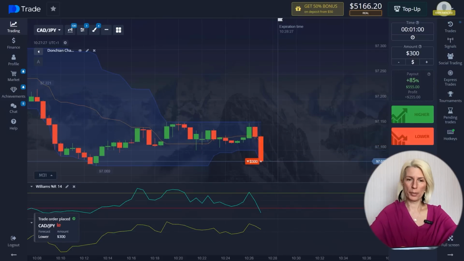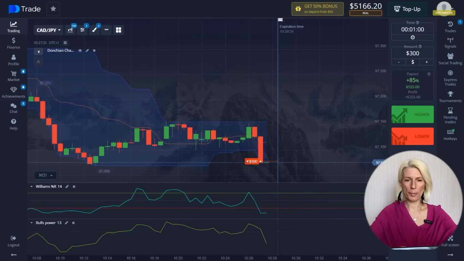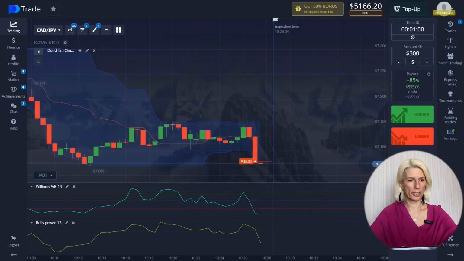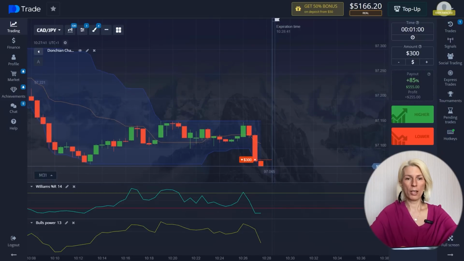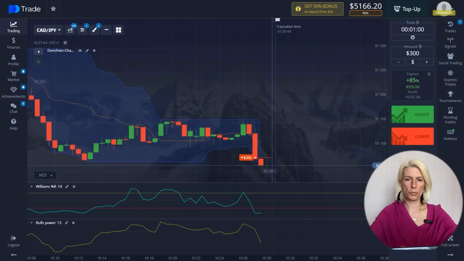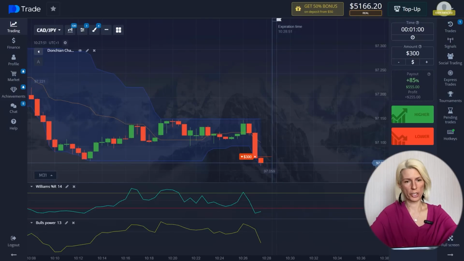Look, I opened another down trade for 1 minute with $300. It was impossible now not to open this trade. After all, the price was able to drop so much that it broke through the lower limit of the downtrend indicator, which was already a signal of a possible continuation of the price decline.